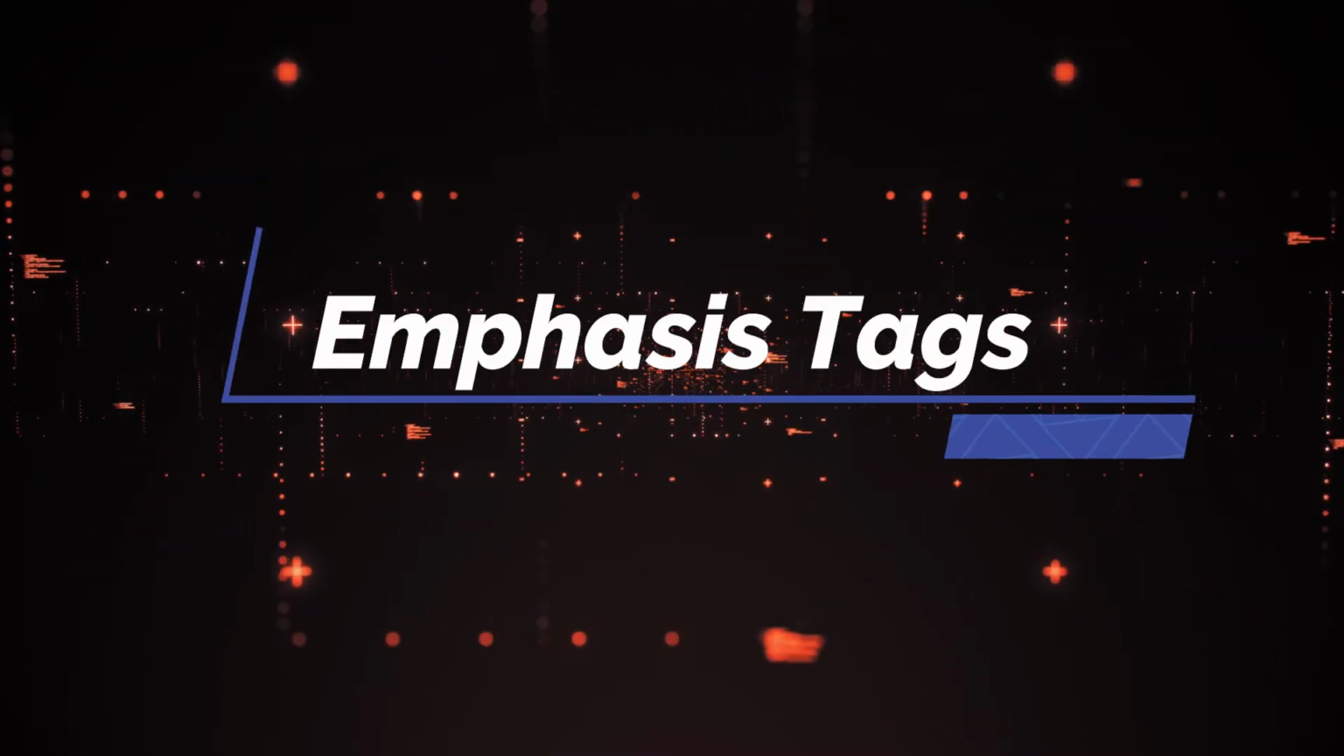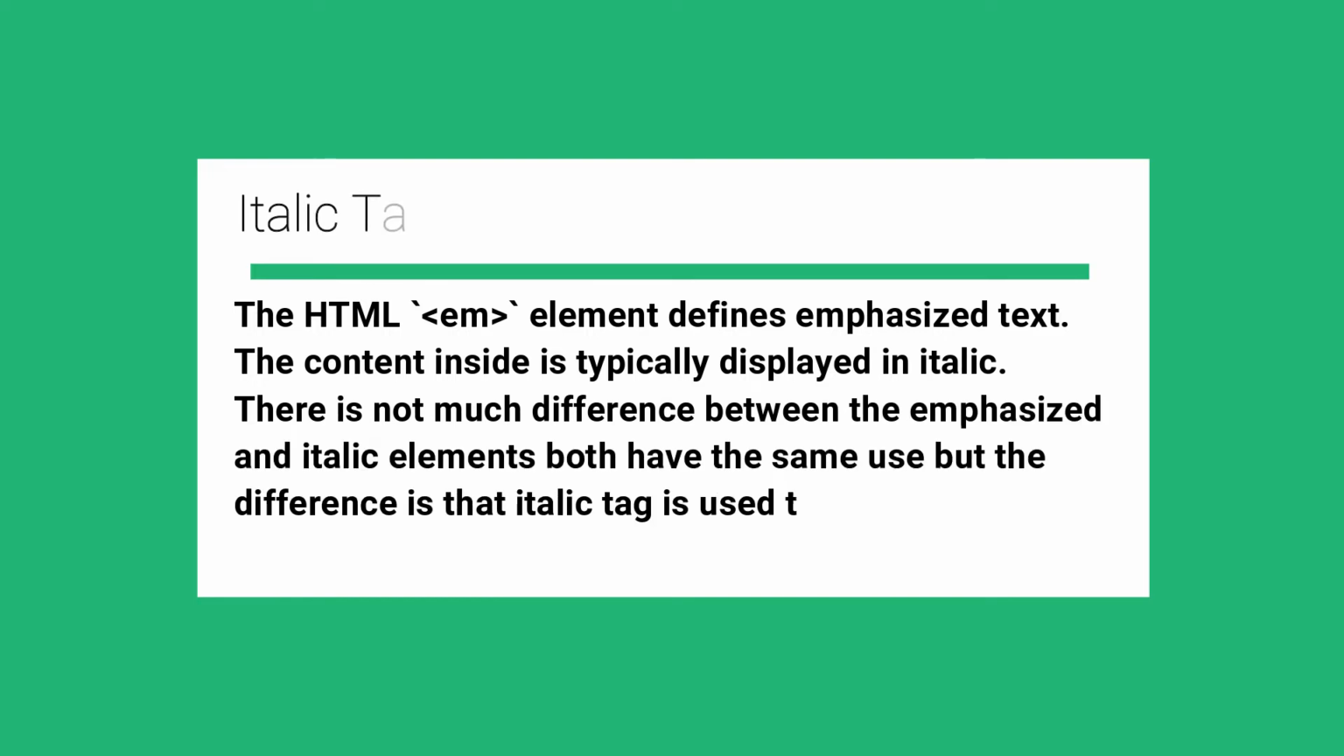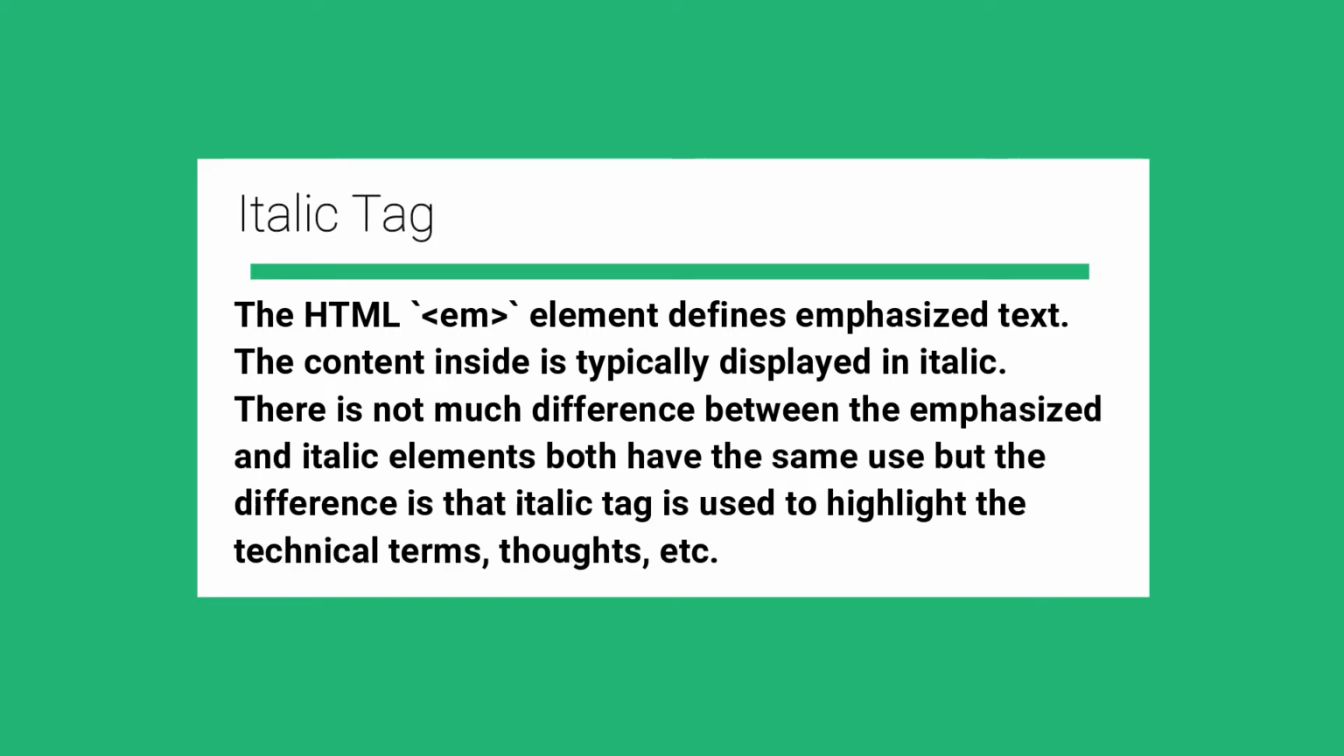The next tag we have is the emphasized tag or element. The HTML EM element, or emphasized element, defines emphasized text. The content inside is typically displayed in italic format. There is not much difference between the emphasized and italic elements. Both have the same use, but the difference is that the italic tag is usually used to highlight a technical term.